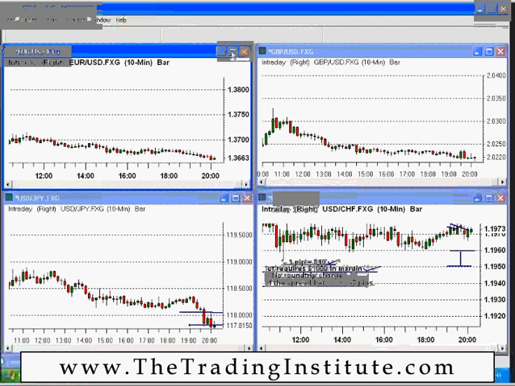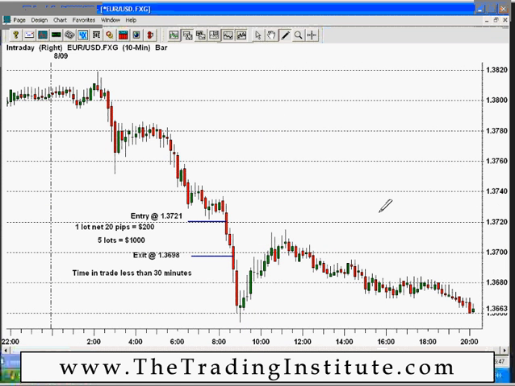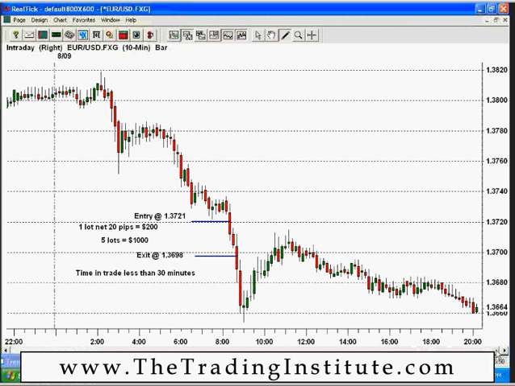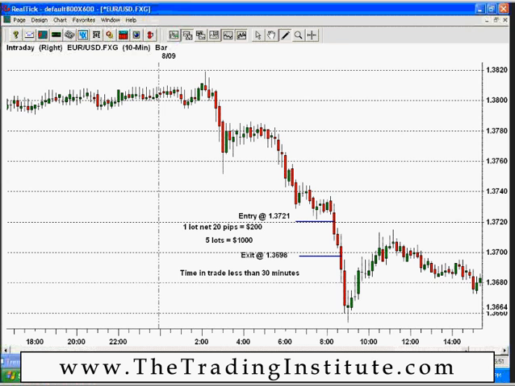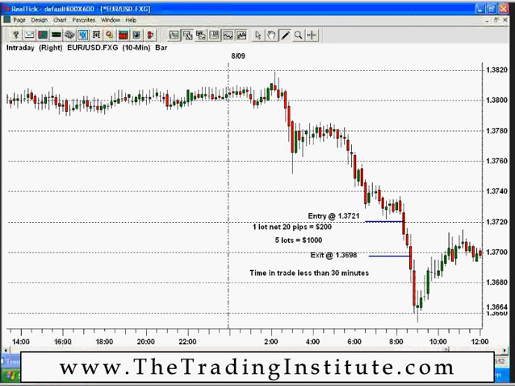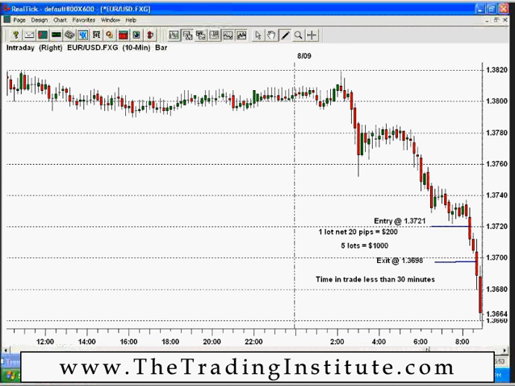So first, step one is we identify what we call the trading zone. Then step two is we have our entry strategy. Now we teach two entry strategies here at the Trading Institute. The key is your entry strategy needs to be black and white.